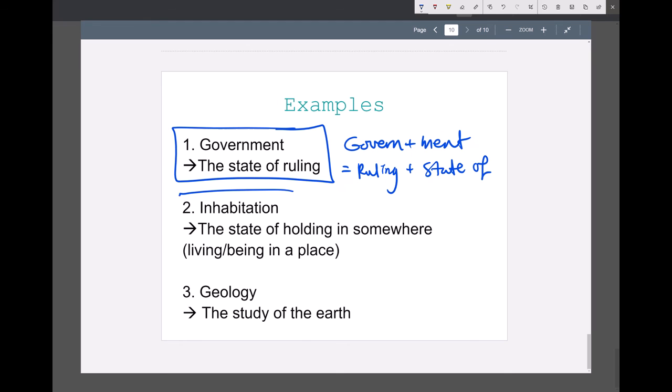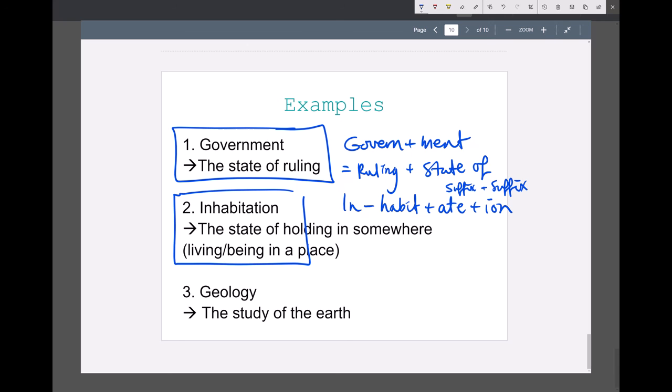Then the next word, inhabitation. So in, and this time means inside. Habit means to live or to hold something. Ate, and then ION. This time you have two suffixes, plus a prefix over here. Notice each of these words have only one root. That's the key. Never two roots.